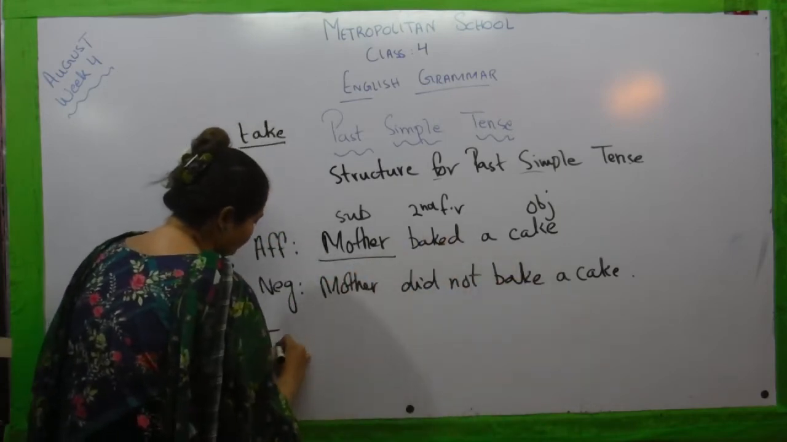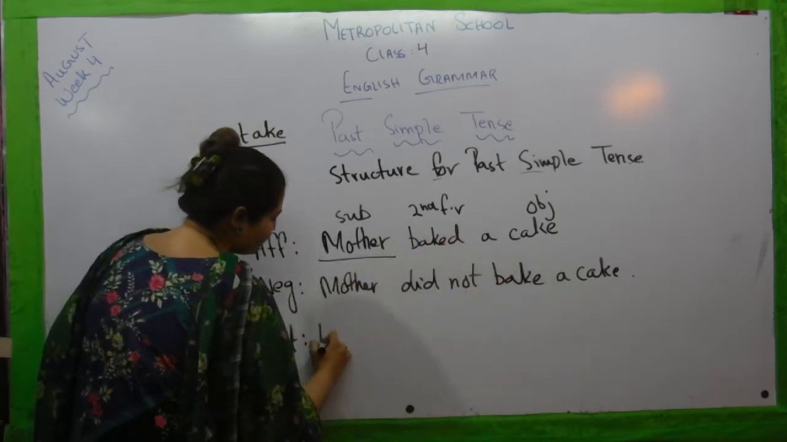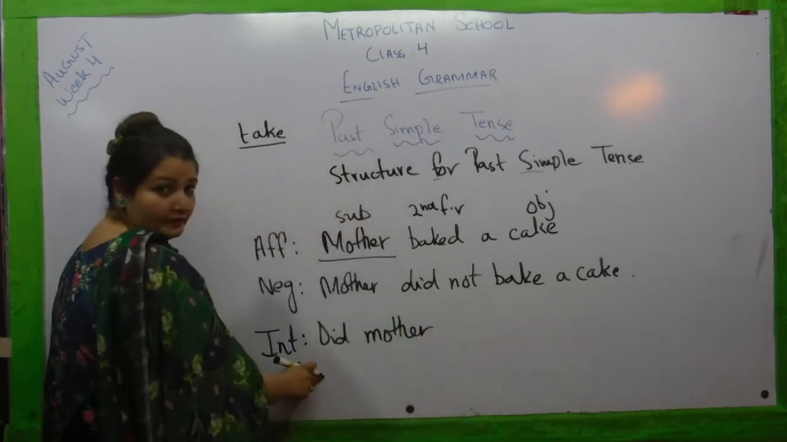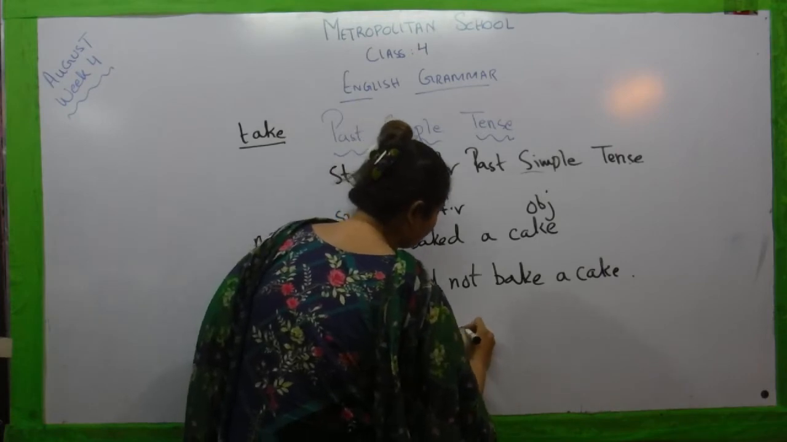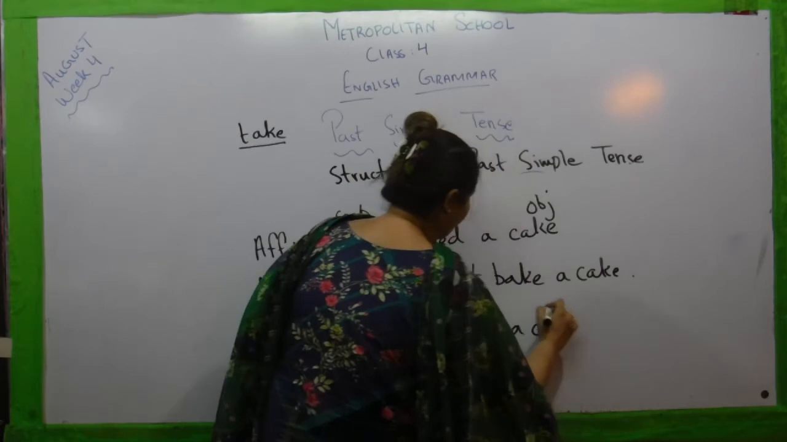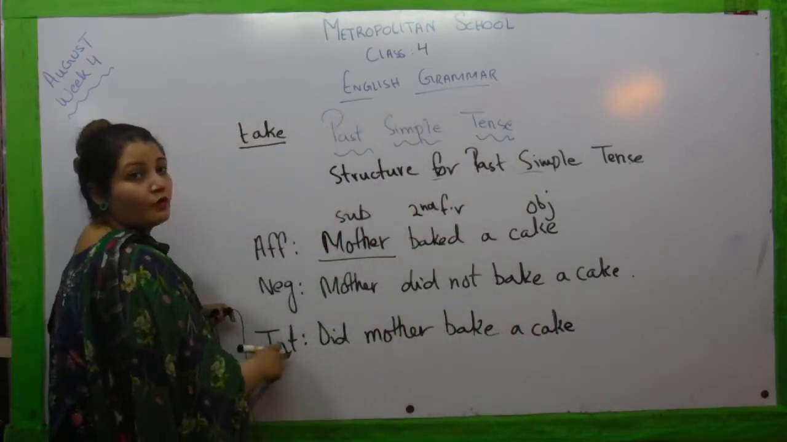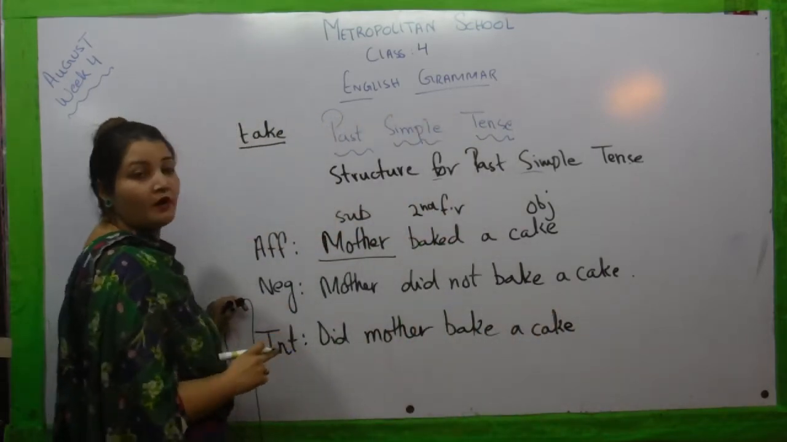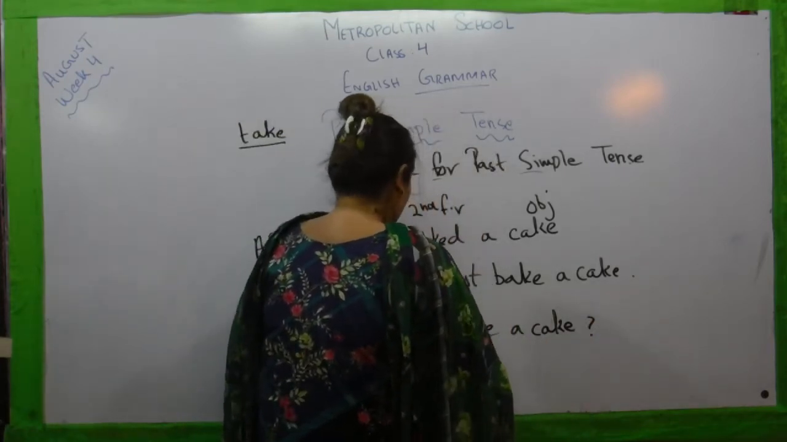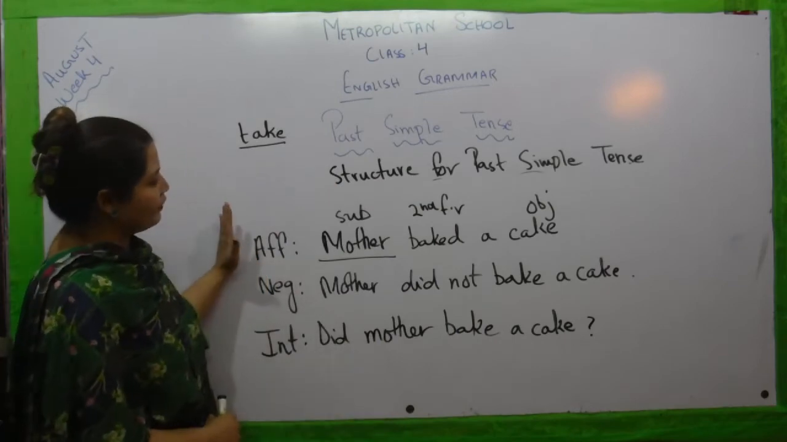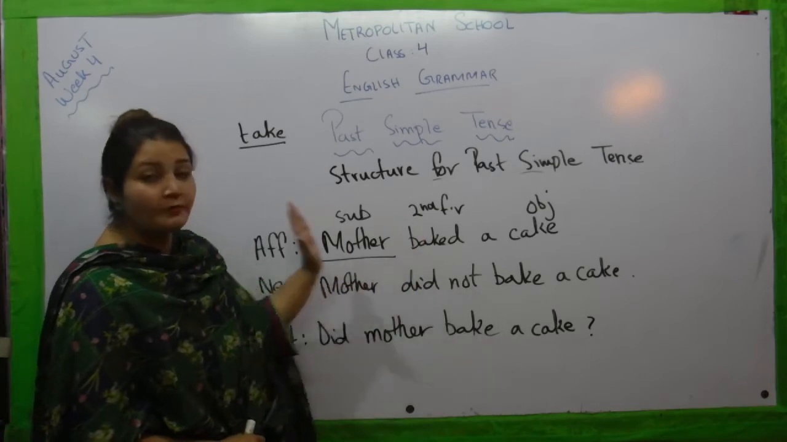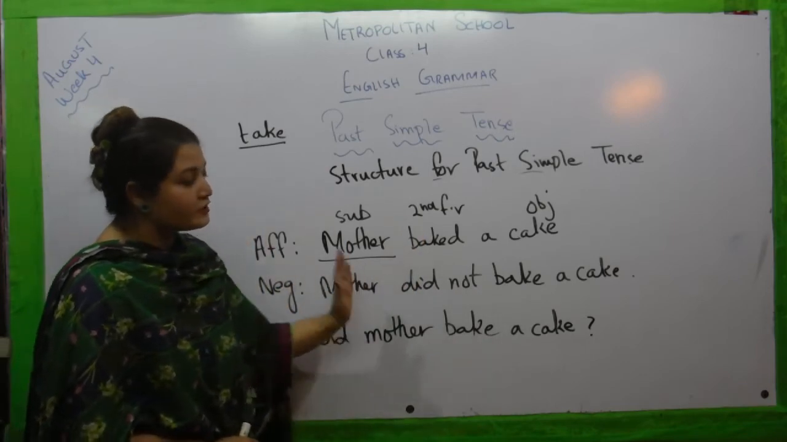Now for the interrogative, did will come at the first, did, then subject mother, then first form of verb bake, and then the object cake. And for the interrogative, what I have told you, what we have to mention at the last, we have to mark a question mark. Did mother bake a cake? Now let's repeat these sentences with me. Affirmative, mother baked a cake. Negative, mother did not bake a cake. Interrogative, did mother bake a cake?